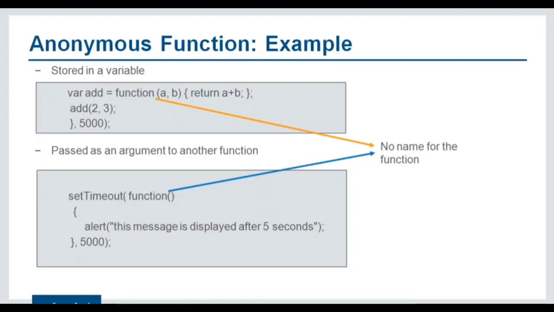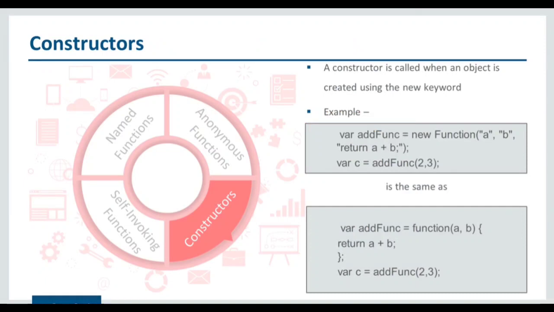So we have now learned two ways of declaring a function. One was the named function, another is anonymous functions. Moving on to the third type, that is constructors. What are constructors? Basically, in the object-oriented paradigm, constructors are special functions, and we have already used a constructor before when we declared an array.